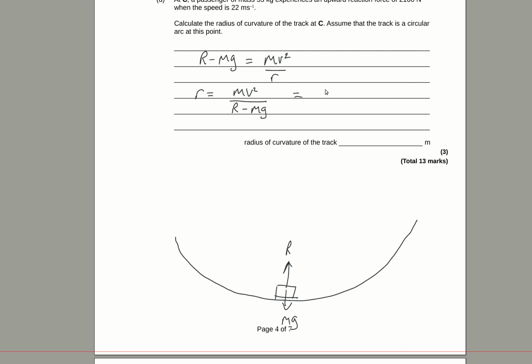So 55 times 22 squared. This is just the passenger inside the carriage now, not the carriage as a whole. Well, it's only 55 kilograms. All over 2,160 minus 55 times 9.8. Close brackets. Equals 16.4 metres.